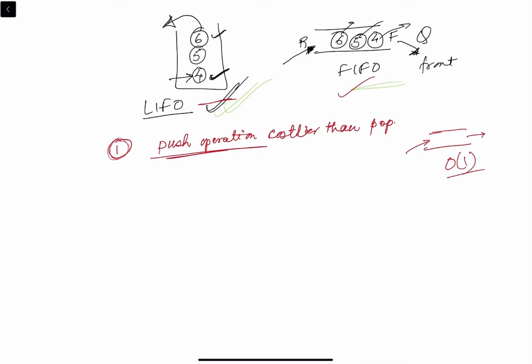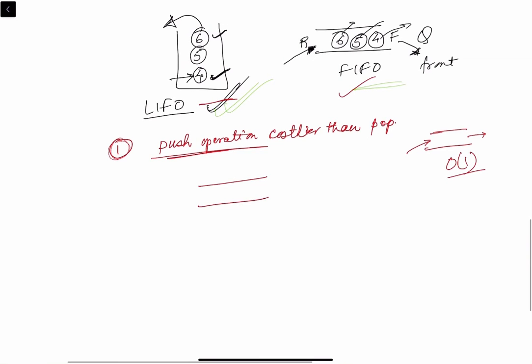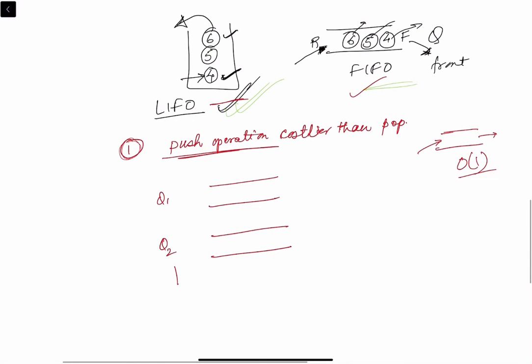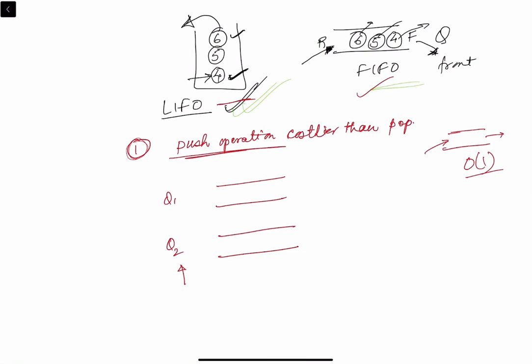So how is it? We will use 2 queues. So let the first queue be Q1 and this be Q2, right? So first we will do this push operation. Push operation will always be done in Q2. We will always do push here and pop here. So this push and pop is in terms of the stack, but we are using these queues.